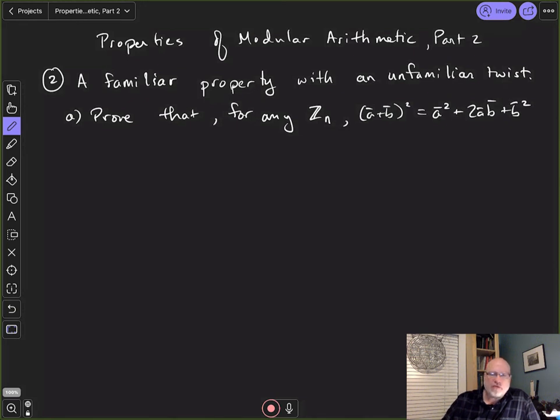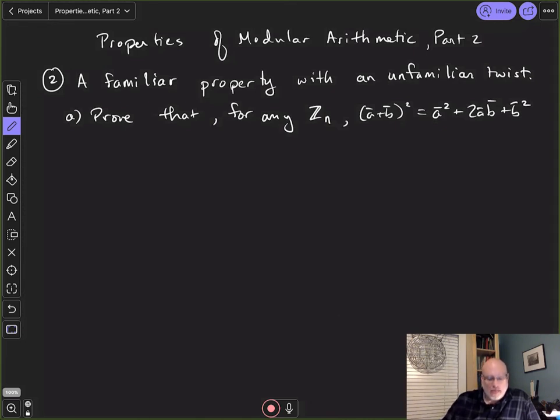Okay, the next question that we're going to look at for the properties involves a familiar property from algebra with a little bit of an unfamiliar twist. So you'll see on the screen that we're looking at the property. We want to prove that for any z sub n, the quantity a plus b squared is what we expect it to be, a squared plus 2ab plus b squared.